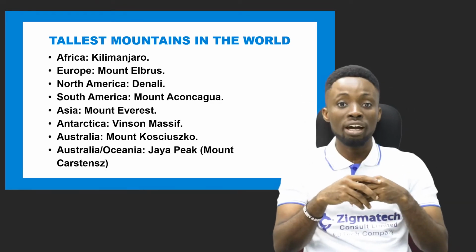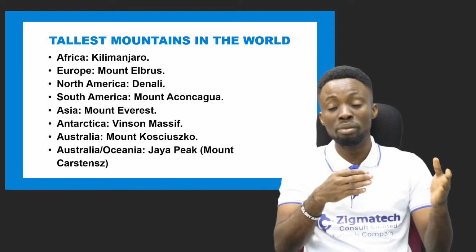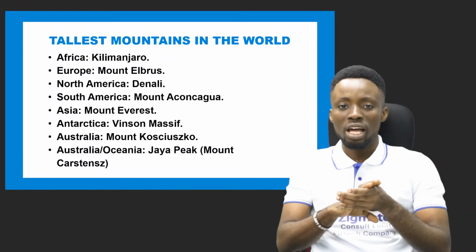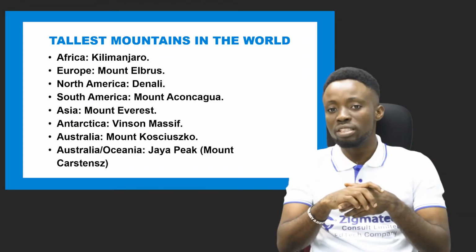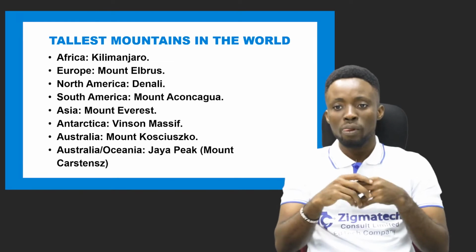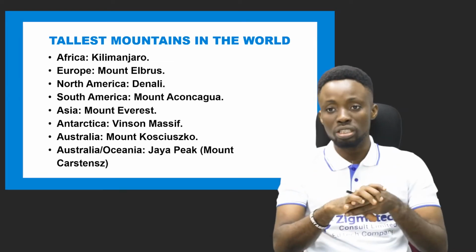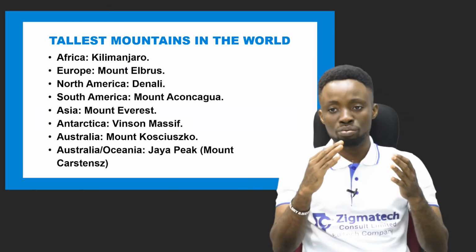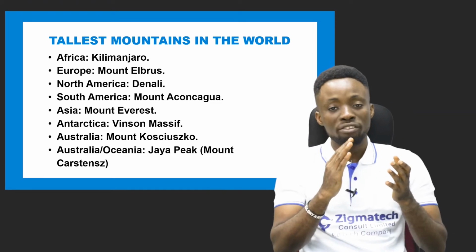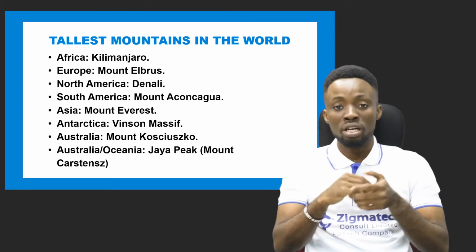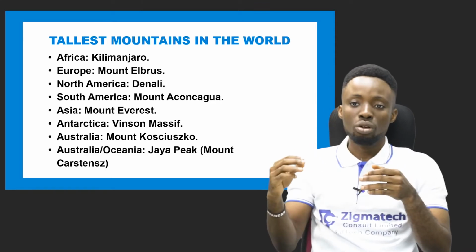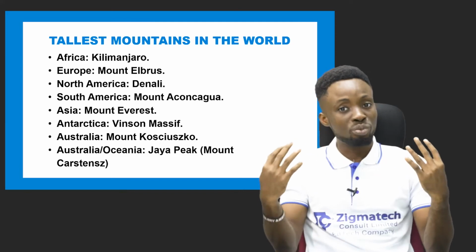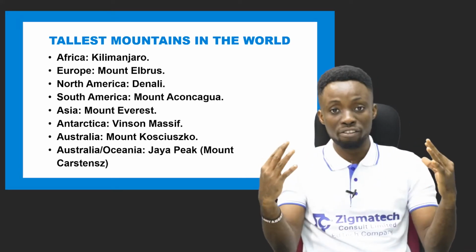In Asia, we have Mountain Everest, which is in the Himalayas and is the tallest amongst all the mountains of the world. Then in Antarctica, we have Mountain Vinson Massif. Then if you go to Australia, the tallest mountain on that continent is Mountain Kosciuszko. And also in Oceania, we have the Jaya Peak, or you can call it Mount Carstensz. So these are some of the mountains that are probably the tallest we have in the world.